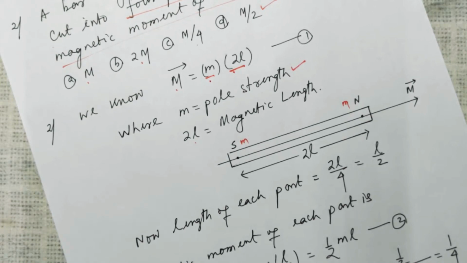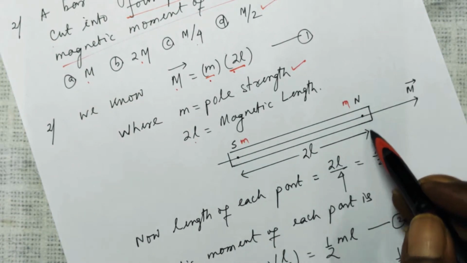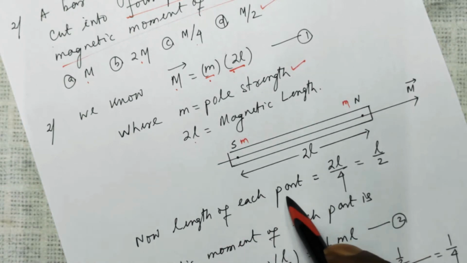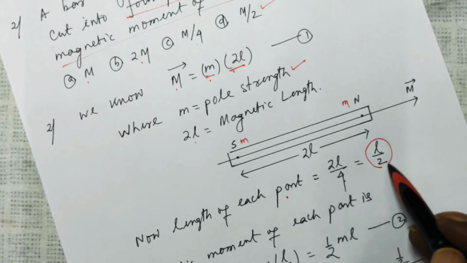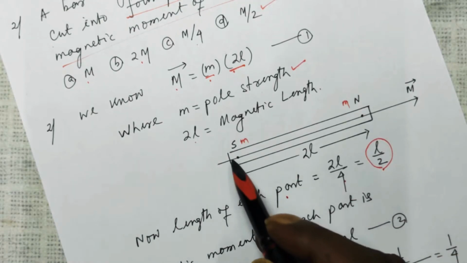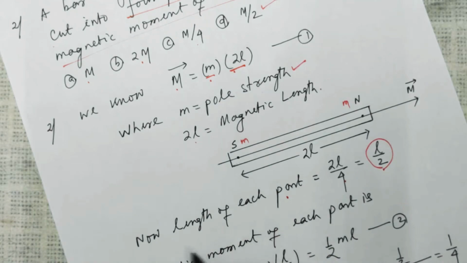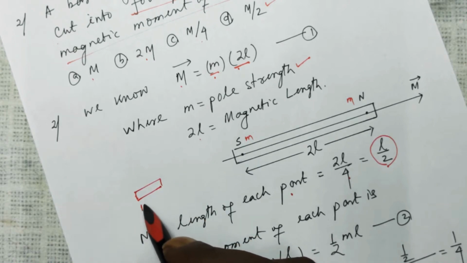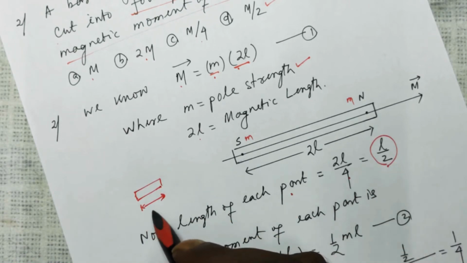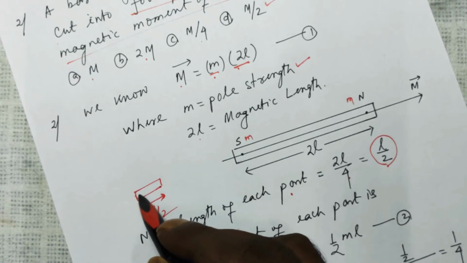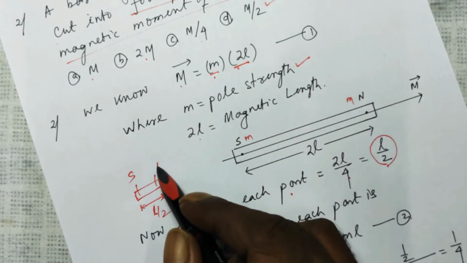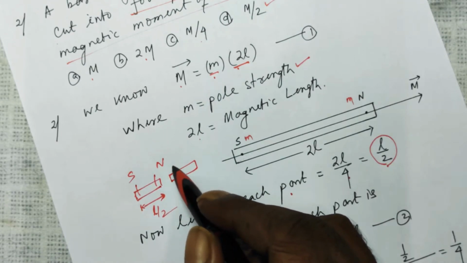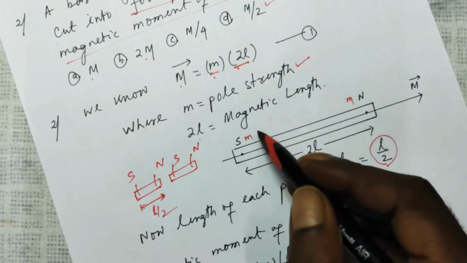Now in this case, this magnet is divided into 4 equal parts. So now the length of each part will be 2l over 4, that is l by 2. When you divide this into 4 equal parts, you get small magnets like this, and the length is equal to l by 2. This is your south and this is your north. Another will be like this, south, north, and so on, 2 more.